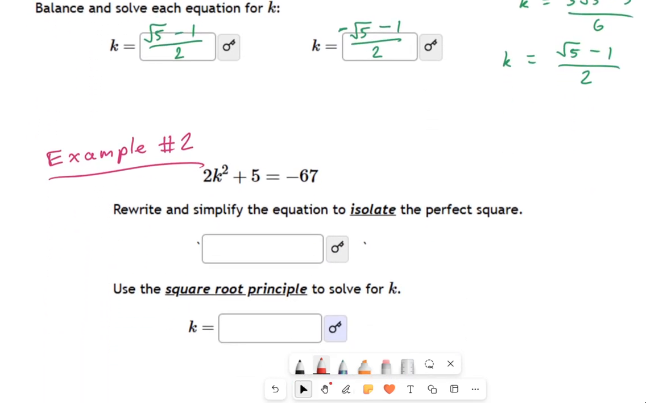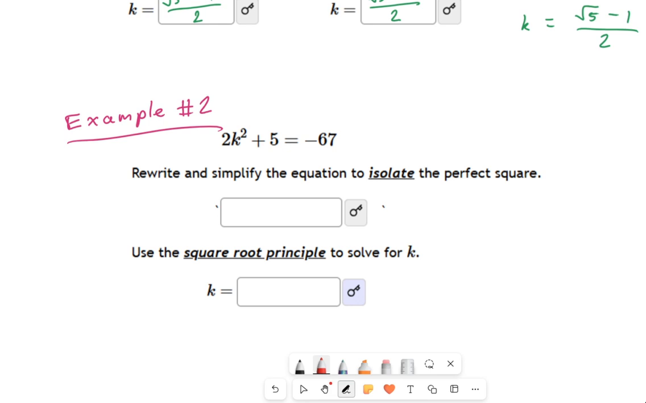Now, second example. This one looks a little simpler, and in some ways it is, because the square, although not isolated, is very, very simple. That's not the square, that's just a 2. The square is this k squared thing. If I can get k squared by itself, I'm practically done. So what I'm going to do is subtract 5 from both sides. That's going to be 2k squared equals negative 72.